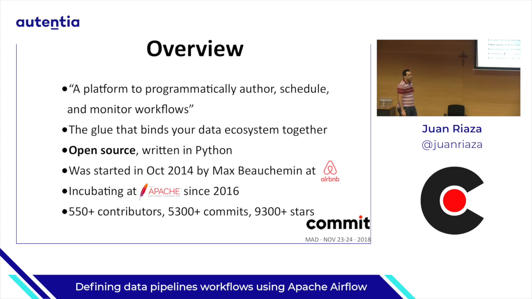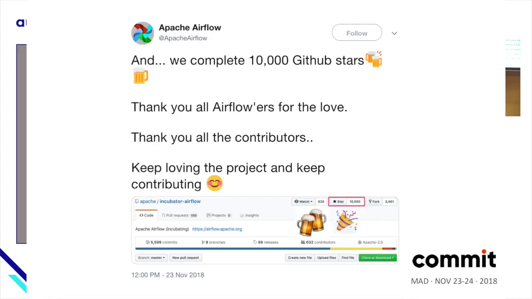There are a lot of really cool projects from that time at Airbnb. You might know about Superset as well. And it's been incubating at the Apache Software Foundation since 2016. Now, the project is pretty strong. It has 550 contributors and increasing, 5,300 commits, and over 10,000 stars at GitHub. And well, this was from yesterday. I had to modify the slides this morning because they were just celebrating that they had passed that 10,000 stars mark at GitHub.